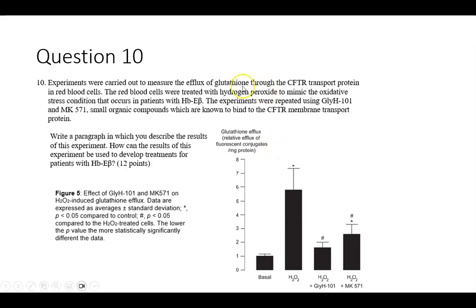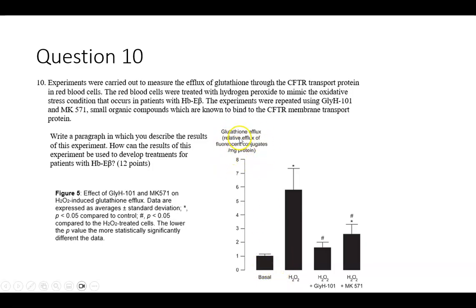There is glutathione in red blood cells, and I actually didn't know about this until I read this paper, but apparently it can escape through a transport protein, a CFTR protein in red blood cells. So what these investigators did is they did an experiment to measure this. If you look over here where it says basal, these are the different treatments.